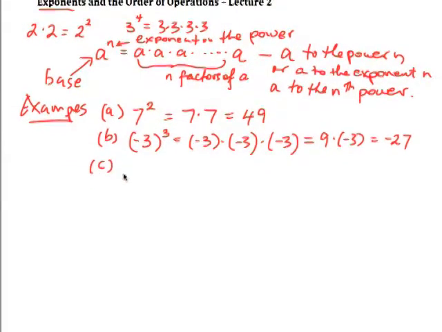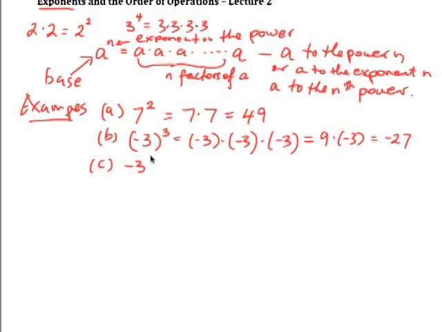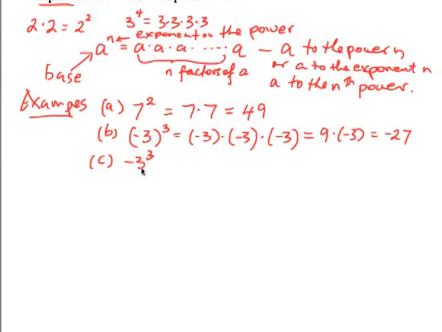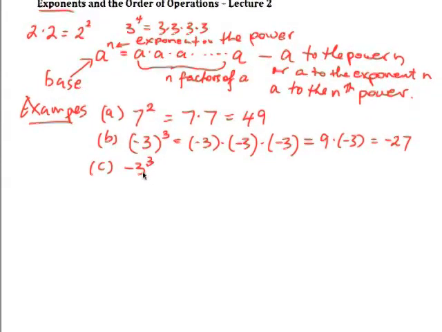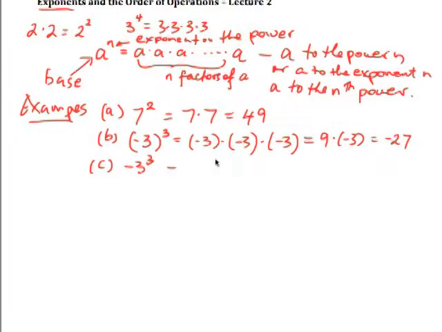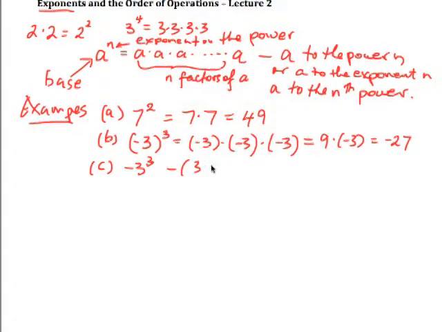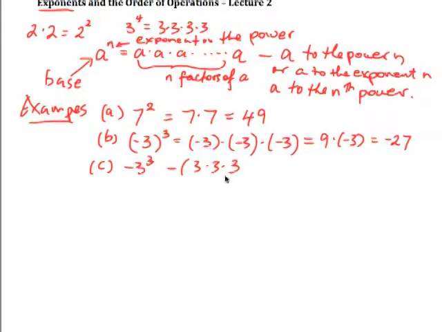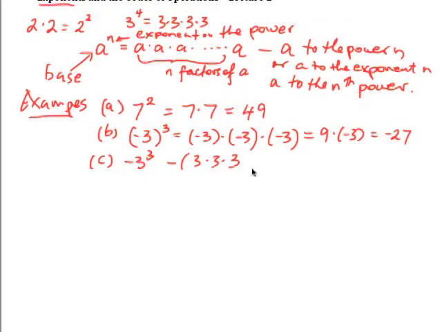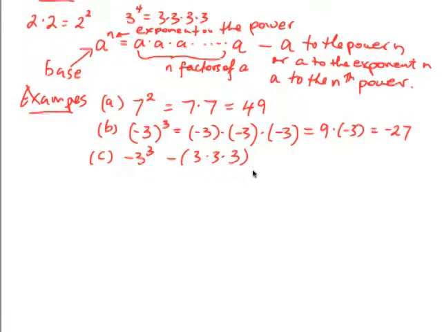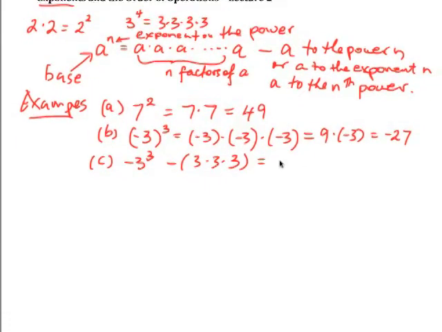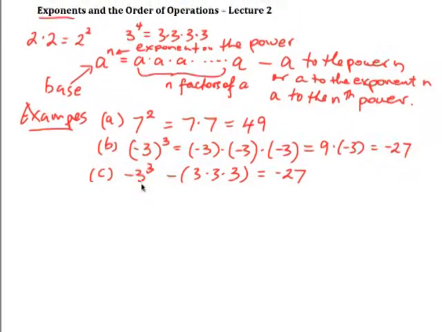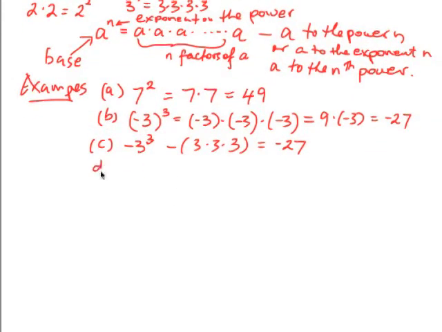Now, be absolutely clear that this is not the same as negative 3 cubed, because that is applying the exponent 3 only to the 3. So this would be the negative of 3 times 3 times 3, which is equal to negative 27. Even though we get the same answer, these are not the same thing. And let me show you why.